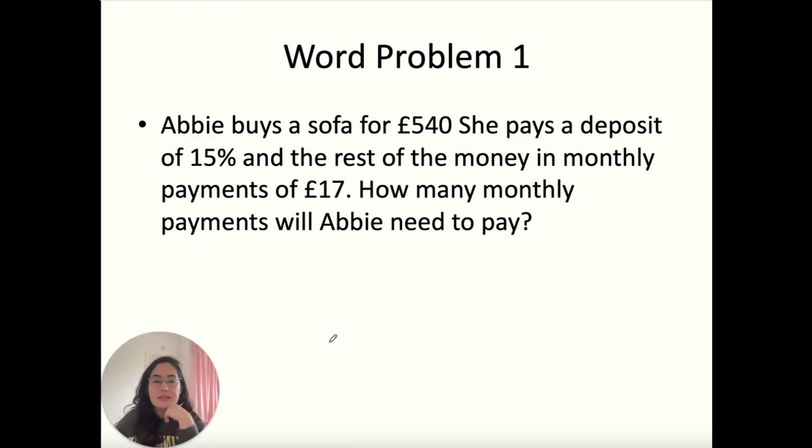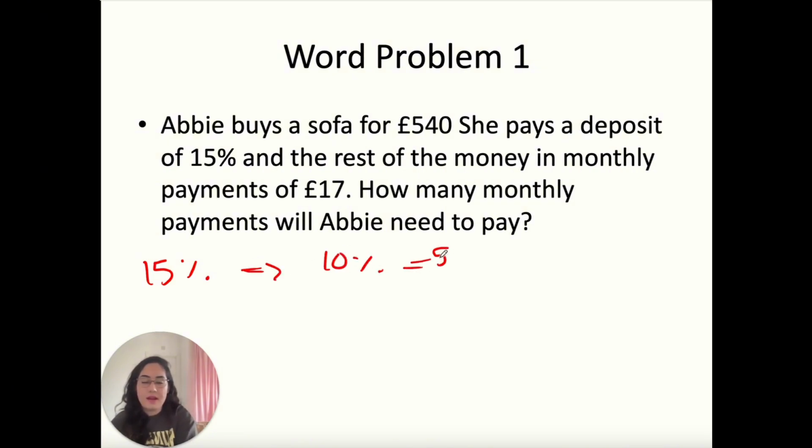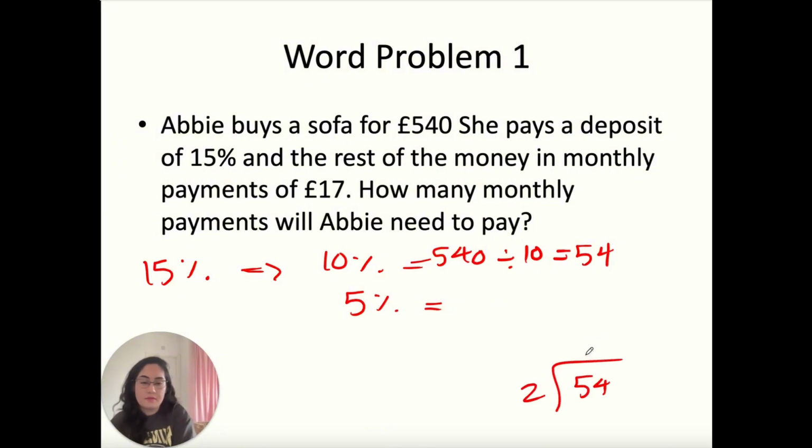Now, let's look at some word problems. Abby buys a sofa for £540. She pays a deposit of 15% and the rest of the money in monthly installment payments of £17. How many monthly payments will Abby need to make? Okay, first things first, we need to find out what 15% of 540 is. So to do that, first we're going to find the 10%. 10% of 540 is 540 divided by 10, which is equal to 54. 5% would then be half of that. So 54 divided by 2: 2 goes into 5 twice, carry the 1 over, 2 goes into 14 7 times, so it's 27. Right, then to find the 15%, we're going to add these two numbers.